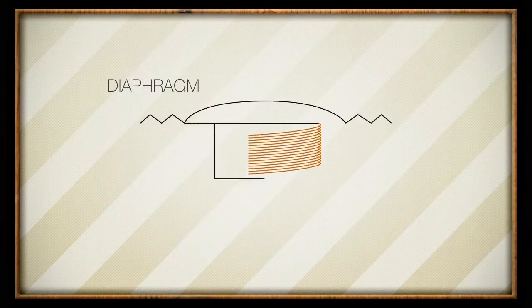Dynamic microphones are highly dependable, rugged, and reliable. Dynamic microphones are fairly simple in construction. In fact, they work much the same way a loudspeaker does, only in reverse. There is a diaphragm that is attached to a small coil of wire.